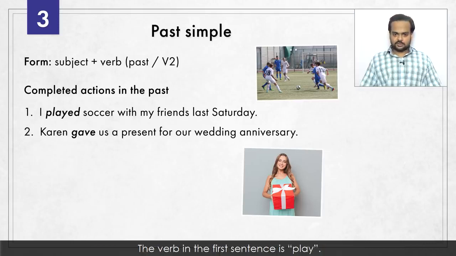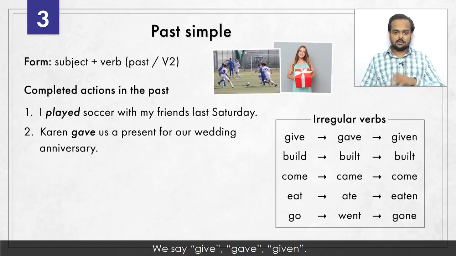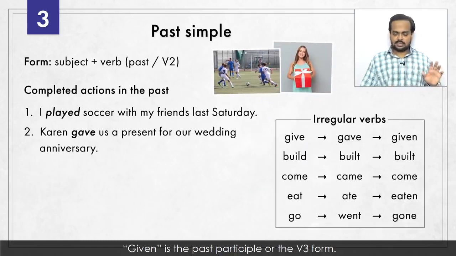The verb in the first sentence is play. We make the past form by adding ed to it. We do this for most verbs, but some verbs have special past forms. You see that in sentence number 2, gave. This is the past tense of the verb give. We say give, gave, given. Given is the past participle or the V3 form. These types of verbs are called irregular verbs.